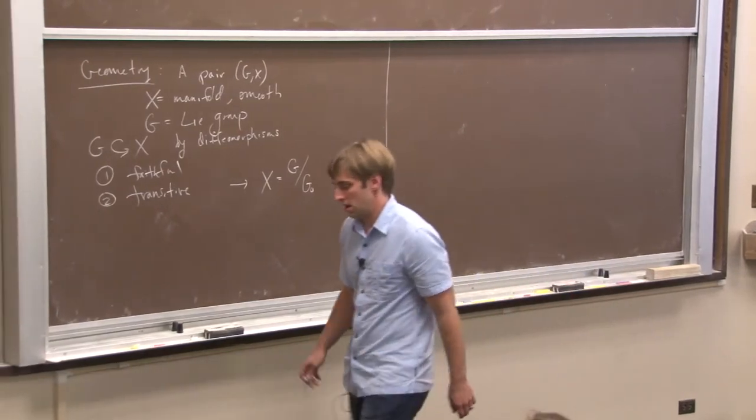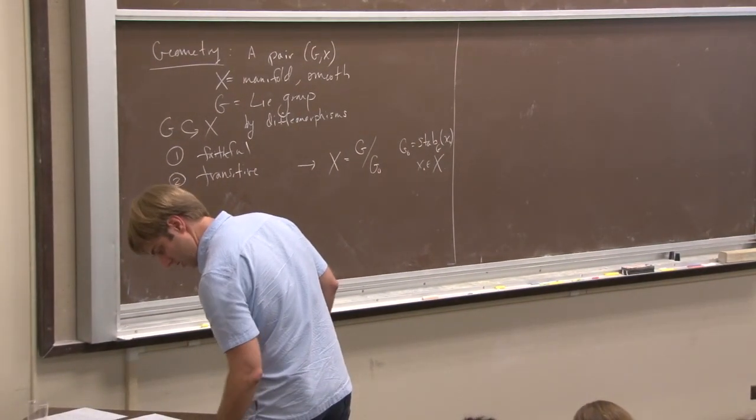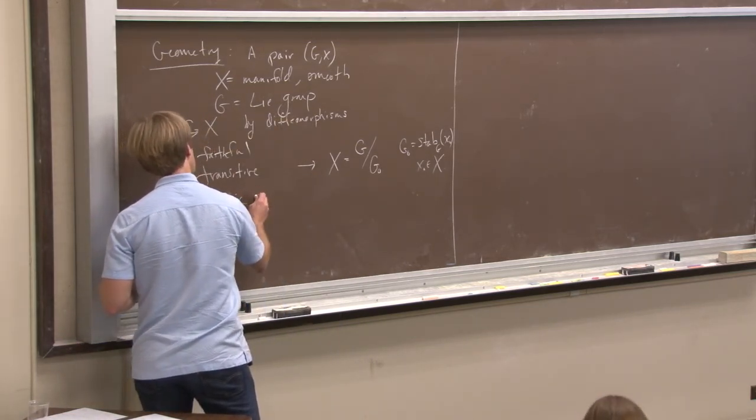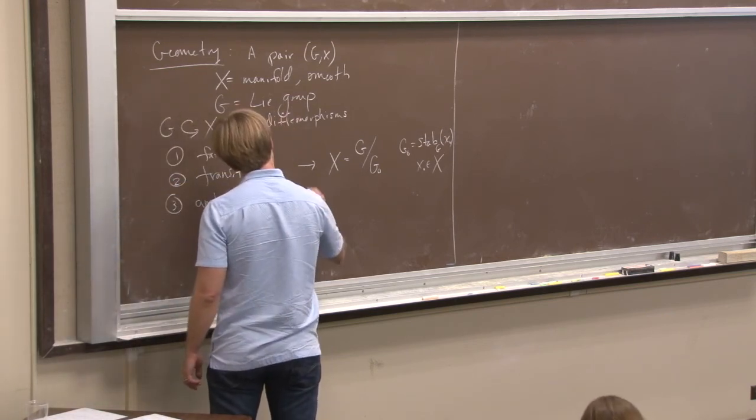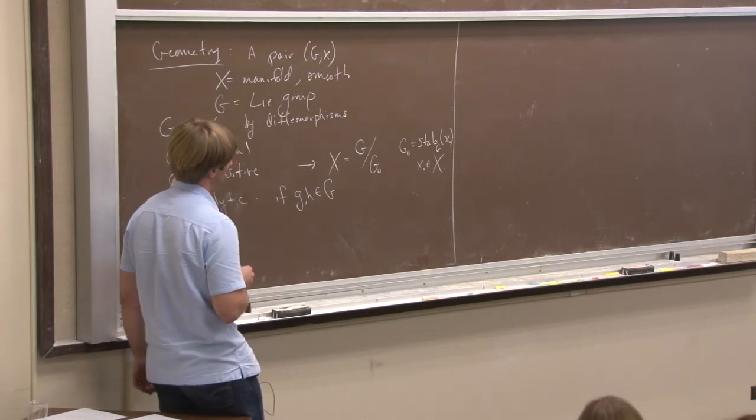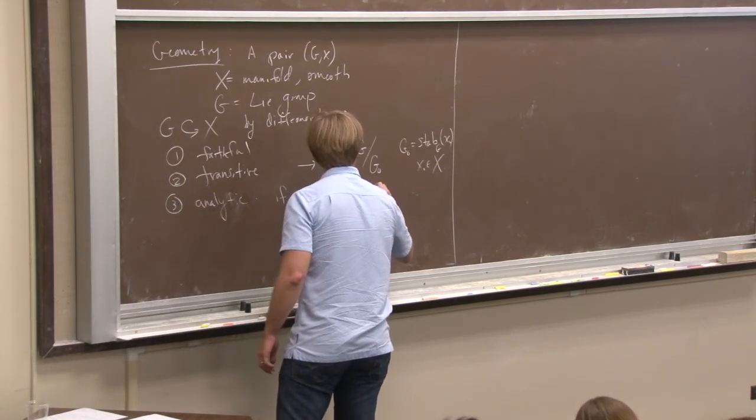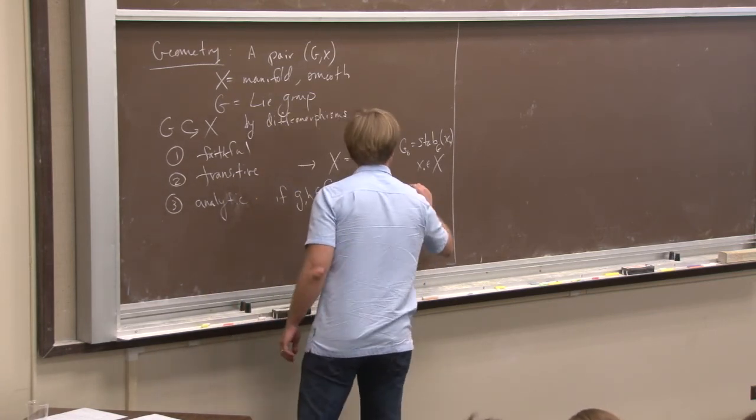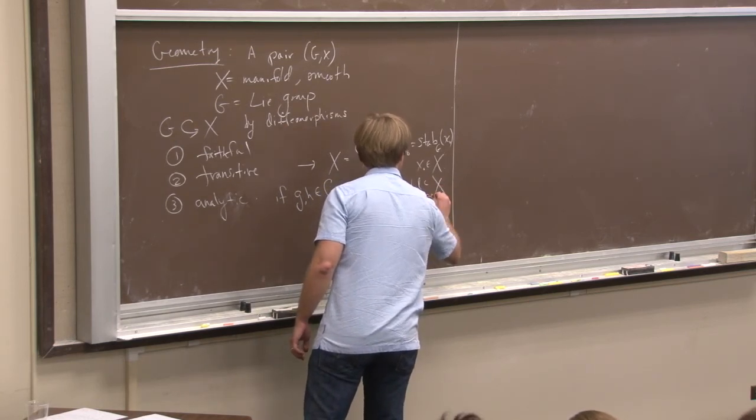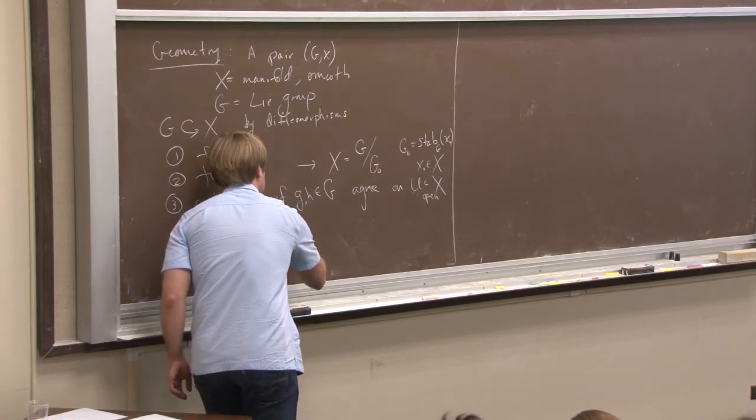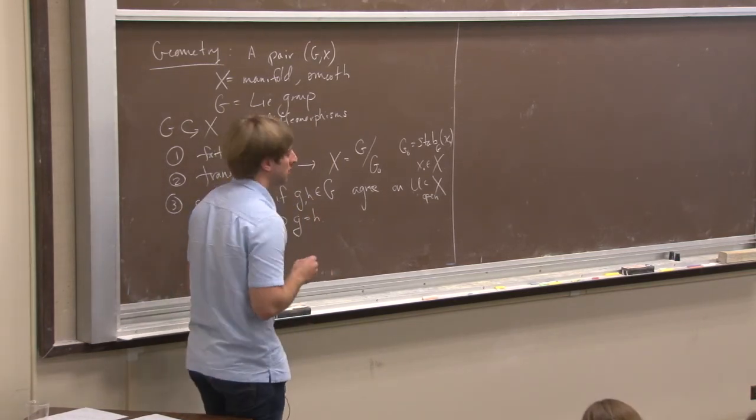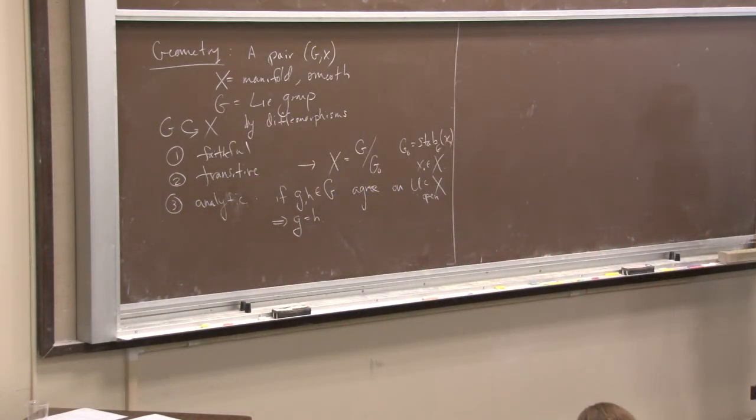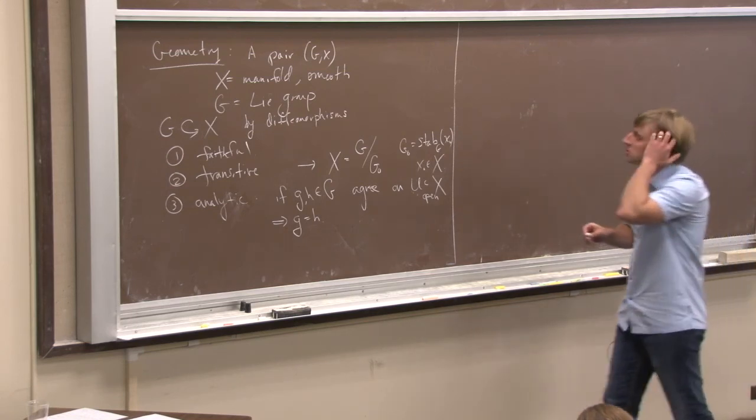And three, I want the action to be analytic, in the following sense. If two elements in G have actions on X that agree on an open, non-empty subset, then they are equal. So I want the elements of G to be distinguished by what they do on any small open subset of X.